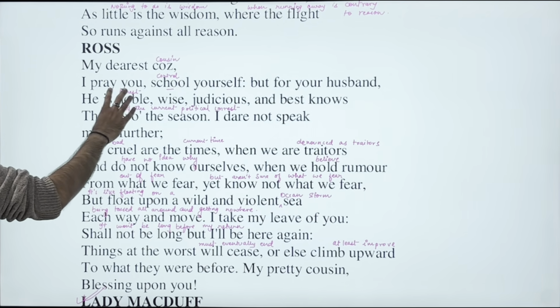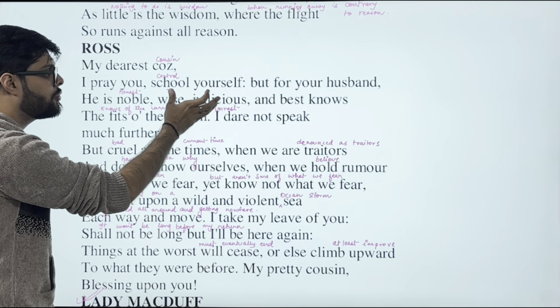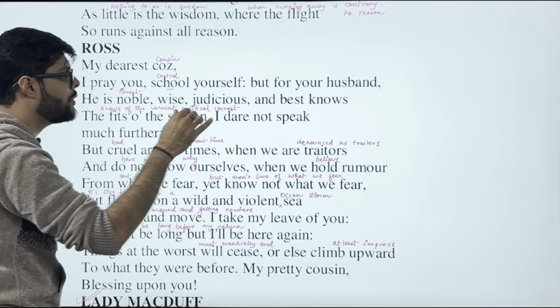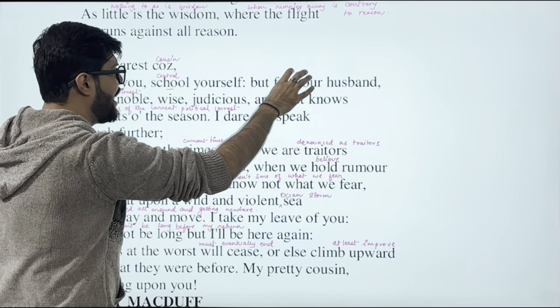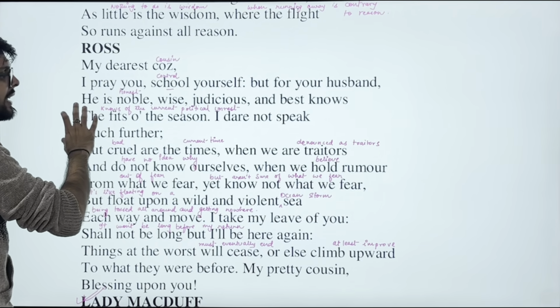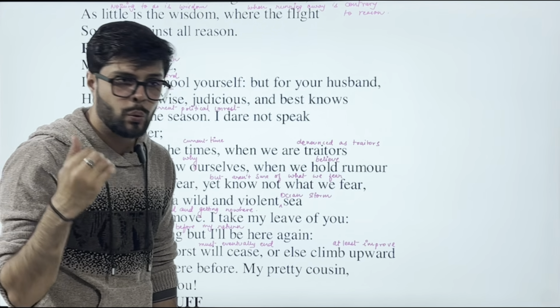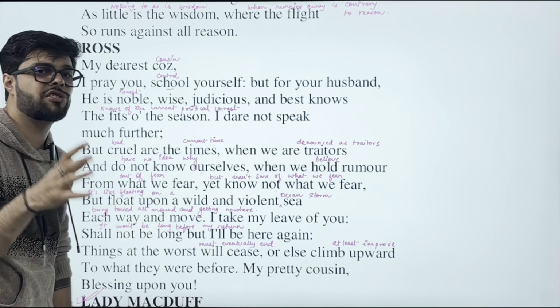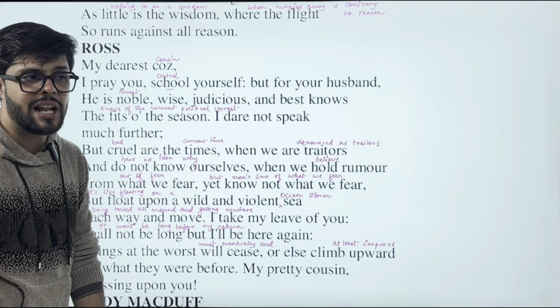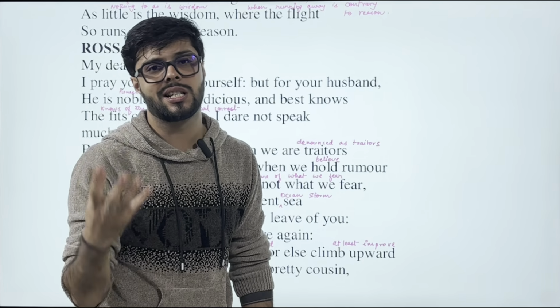So I pray you, my cousin, please control yourself, control your emotions, cool yourself, mellow yourself down. Because, except for the fact that your husband is none other than noble, he's honest, he's wise, he has wisdom, he's judicious, he's just in his character, he will never treat anyone with discrimination.